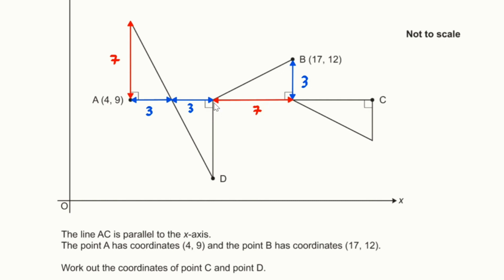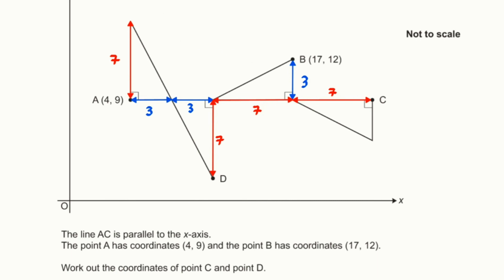this height here is also 7. And also, this too will be 7. So I'm just matching up the lengths of this congruent triangle. So this is also 7.